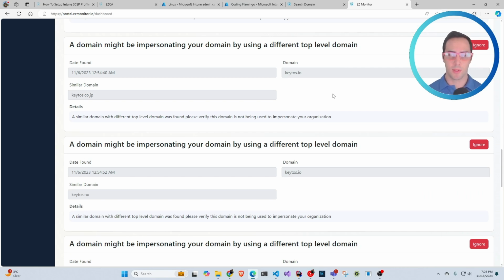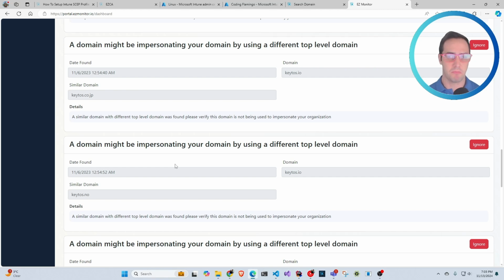So when people are trying to phish you, they're going to try to get a domain that is very similar to yours, or they'll just put your domain as a subdomain and do it. Or in this case, you can see doing ketos.no instead of .io. And one of the cool things we have, since we have every single certificate that has been created in the database, is we actually check for domains that might be impersonating you, and we let you know.